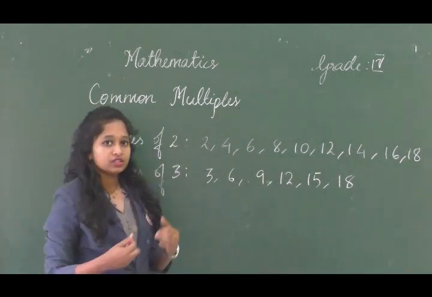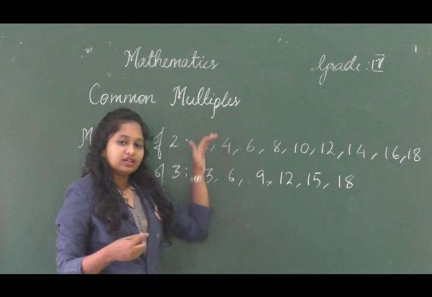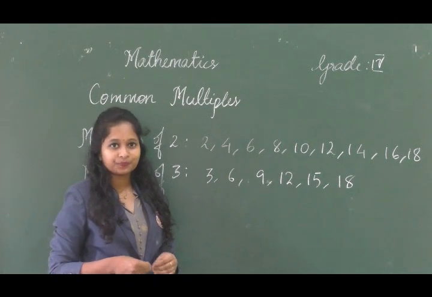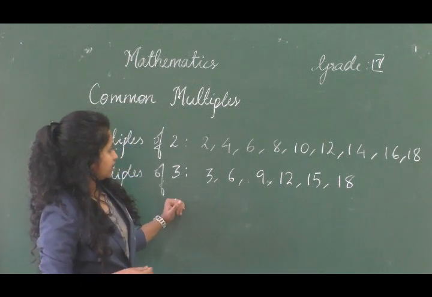So, are there any common multiples in 2 and 3? Yes. What are they?